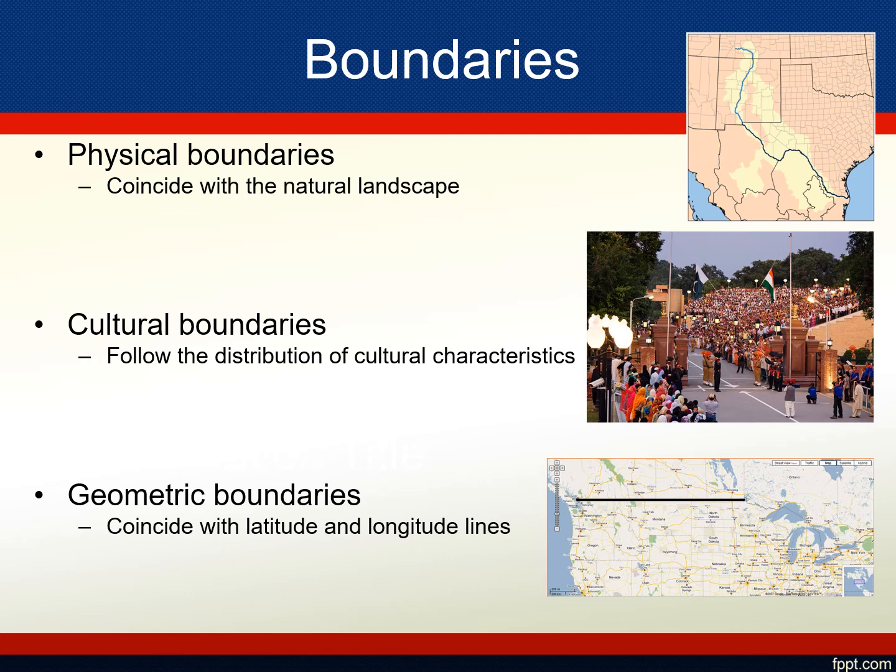We also have cultural boundaries, which follow the distribution of cultural characteristics. The European boundaries are mainly cultural, mainly used in terms of language. Geometric boundaries are straight lines. So that's the rest of the boundary with Canada along that straight line.